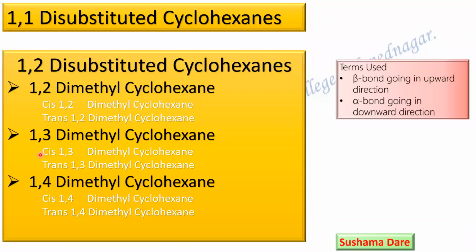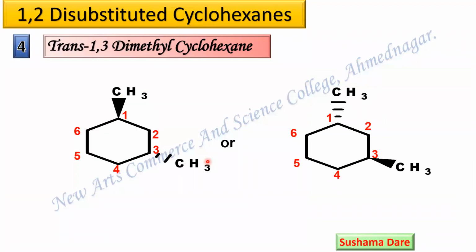Among that, cis-1,3 dimethyl cyclohexane I already completed in a previous video. Now today I am going to talk about the trans-1,3 dimethyl cyclohexane. Now this is the trans-1,3 dimethyl cyclohexane. Now this is the planar structure of the cyclohexane.